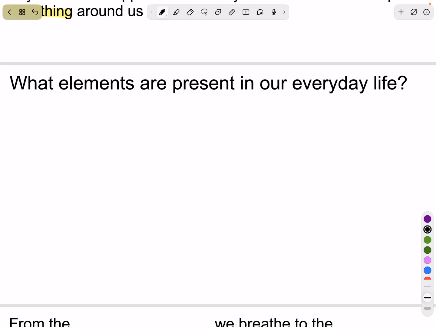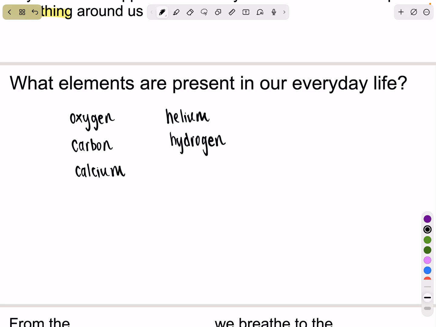But the ones that are present in our everyday life include oxygen. That is what we breathe. Carbon. That's considered the building blocks of matter in general. We also have calcium. It's in our bones. Helium. Makes your voice go really, really high. Hydrogen. I'm trying to think of my periodic table. Goodness, can I think of more? Nitrogen.